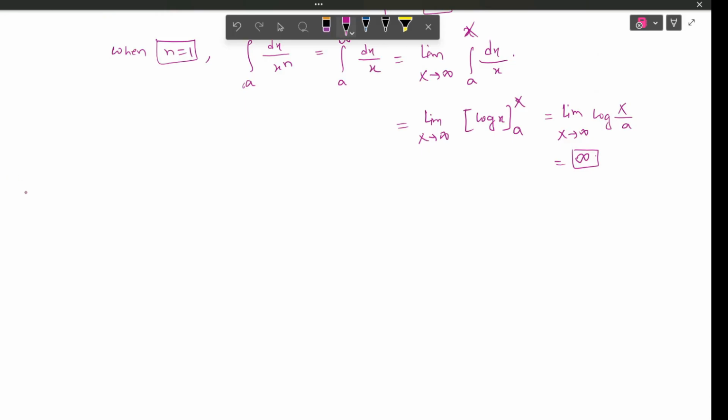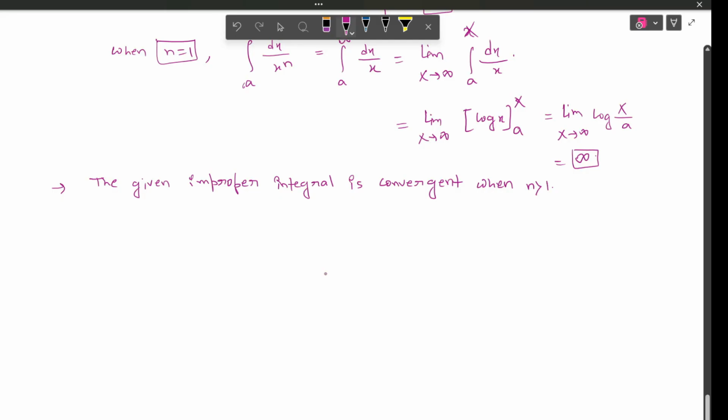So we can say that the given improper integral is convergent when n is greater than 1. Okay, now let's see some examples.